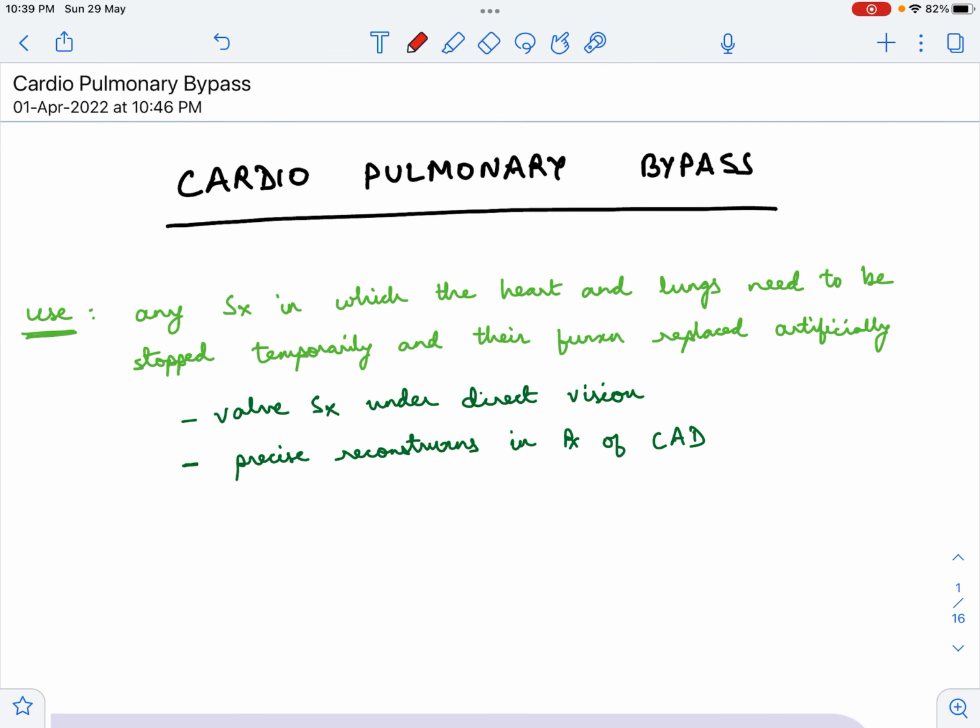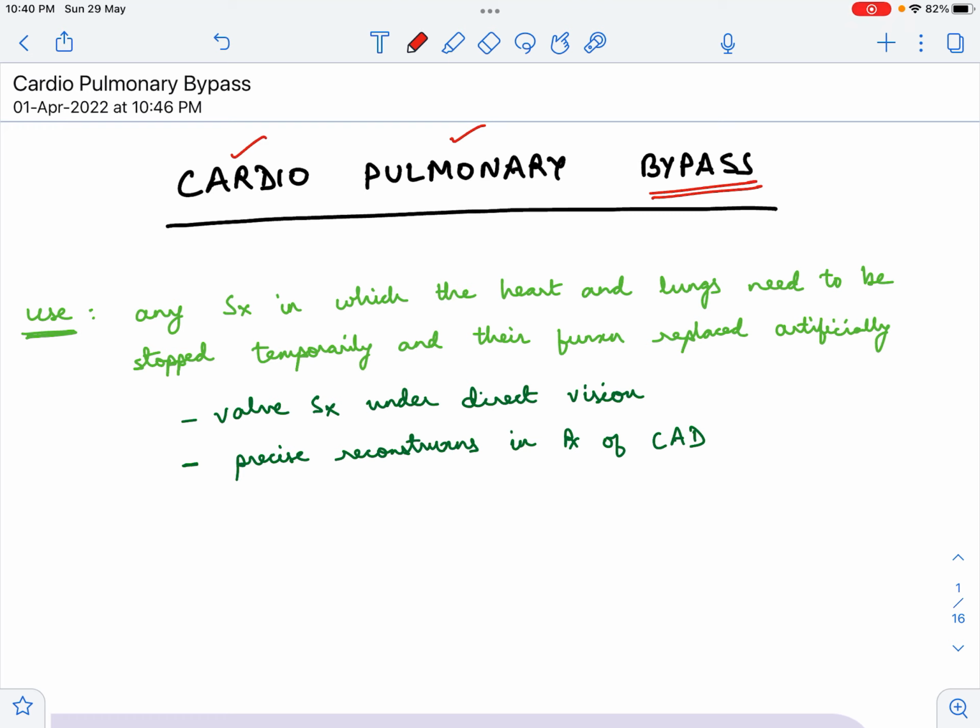In this video, we will be discussing the cardiopulmonary bypass machine. Now, what does this machine do and what does it mean? As the name suggests, it is a cardiopulmonary bypass. So, basically, it is a machine which is bypassing the heart as well as the lungs. And while it is bypassing the heart and the lungs, the function of both the heart as well as the lungs is taken over by this machine.